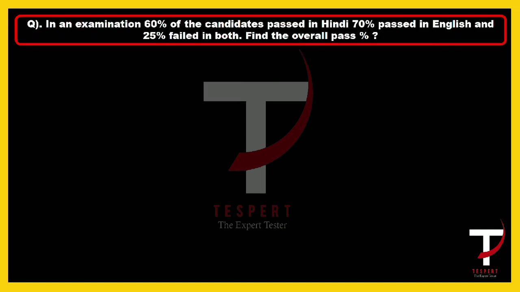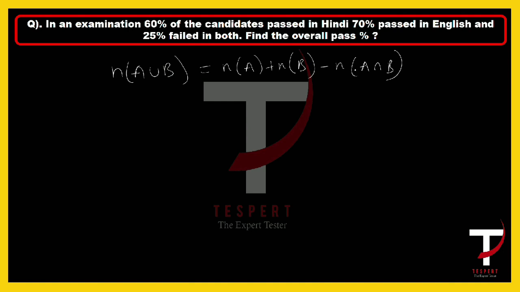In an examination, 60% of the candidates passed in Hindi, 70% passed in English, and 25% failed in both. Find the overall pass percentage. Okay, so for this, we have n of A union B. n of A union B is equal to n of A plus n of B minus n of A intersection B. See, we will discuss all these formulas in detail in the Venn diagrams concept. But this is a basic formula. Here intersection means the common part. We will apply this. I will explain how to apply.